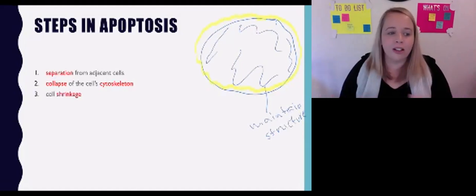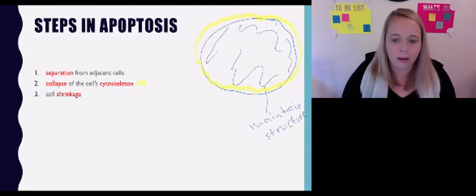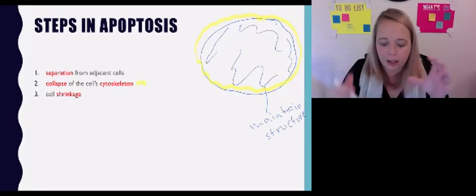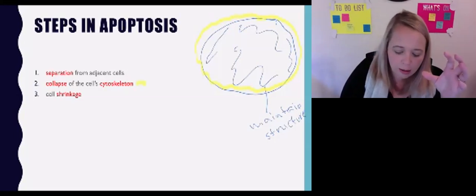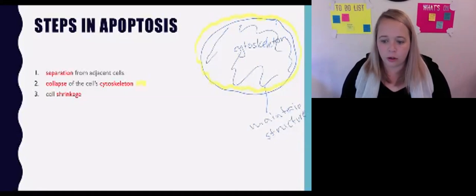As a result of that, so all 3 of these things, I would almost say that this happens first, yeah? You get the collapse in the cytoskeleton within the cell. So here is the cytoskeleton within the cell. And as a result of that collapse, you get separation from adjacent cells and the cell begins to shrink.